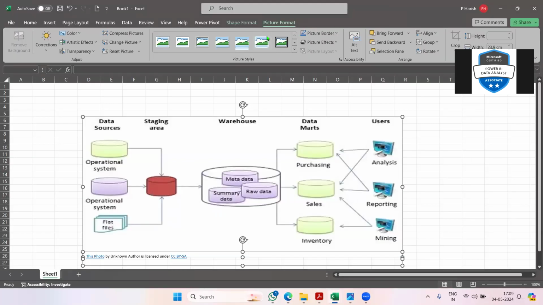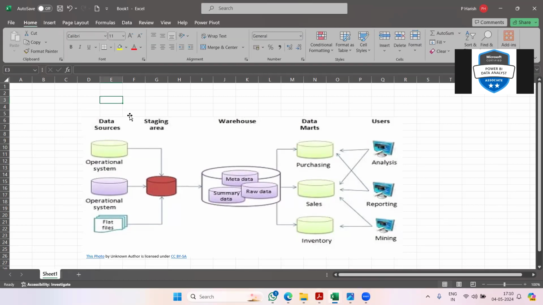Now, we are talking about operational systems, or we are saying transactional systems, right? The databases which store the transactional information or the operational information, we are calling them OLTP, online analytical process, right? OLTP, online analytical process.